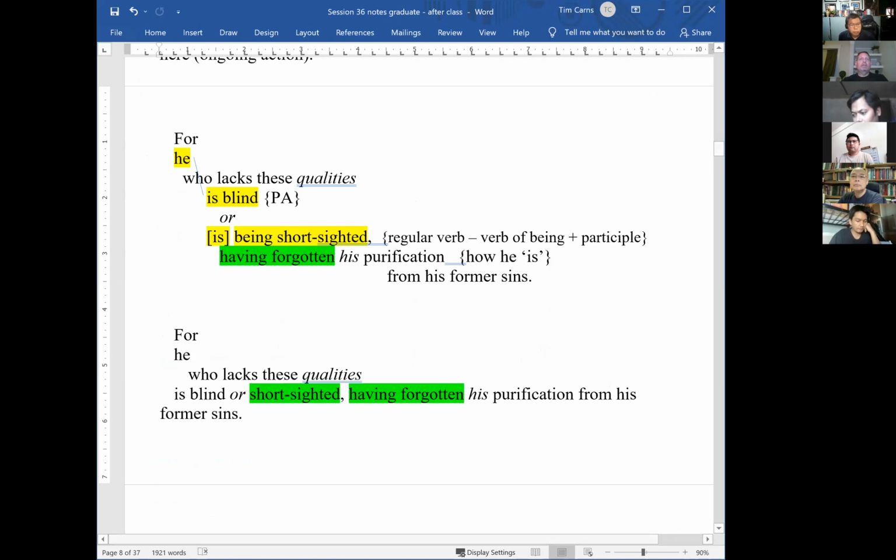Now, let me go back to how the American Standard Version did it. American Standard had this translation.